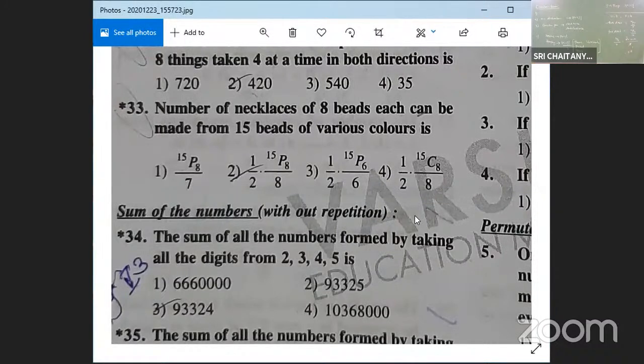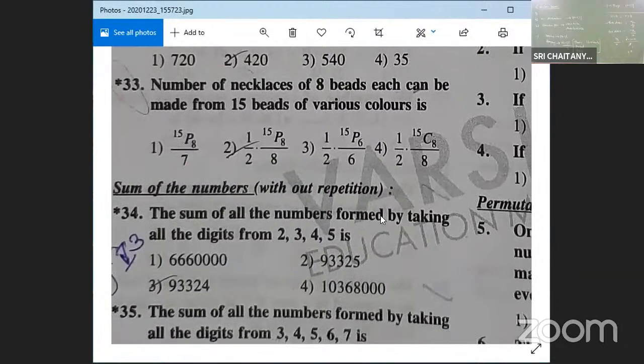Right? N value is equal to 15. R value is equal to 8. Therefore, when the direction is not considered, it is 15P8 by 2r. You should write nPr by 2r. Yes, I hope you have copied it right.